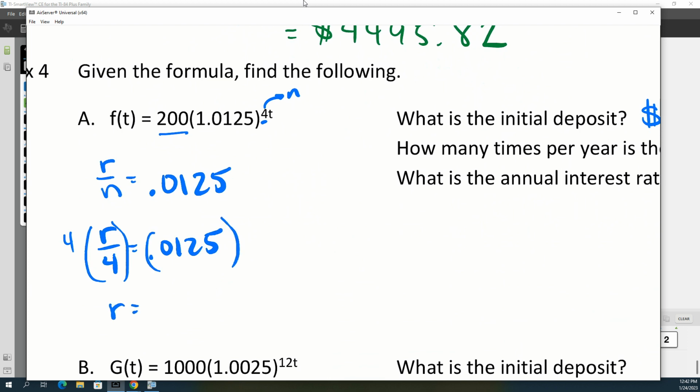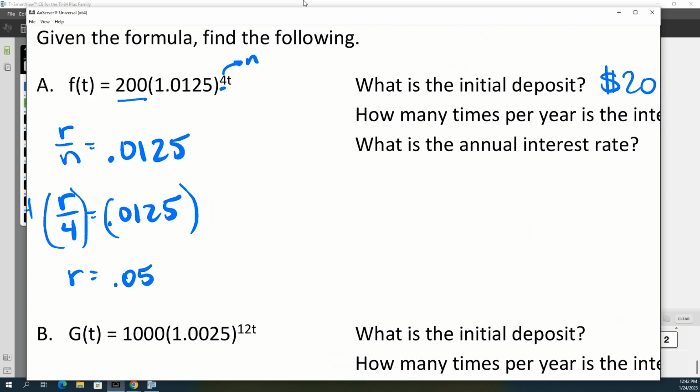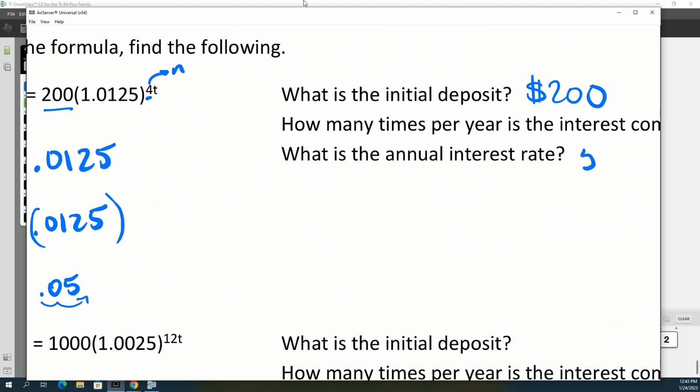All right, so if I type that in the calculator, you already did it, 0.05? So R is 0.05. Yes, and so that is the interest rate as a decimal. If I want it to be a percent, we move that decimal point back to the right, and it's 5%.